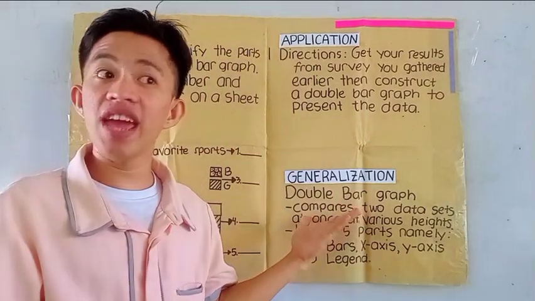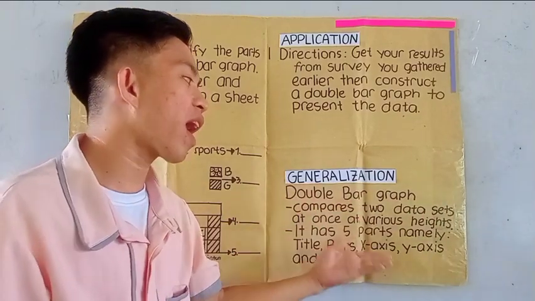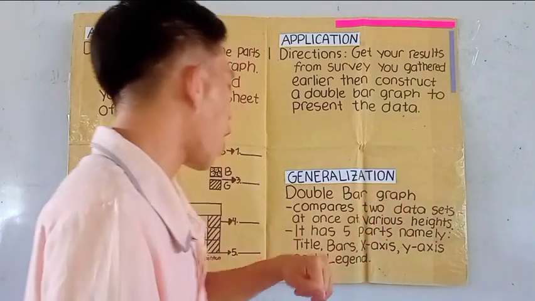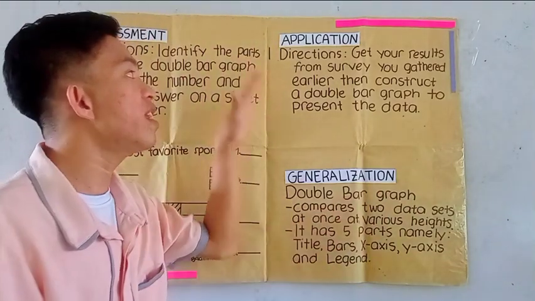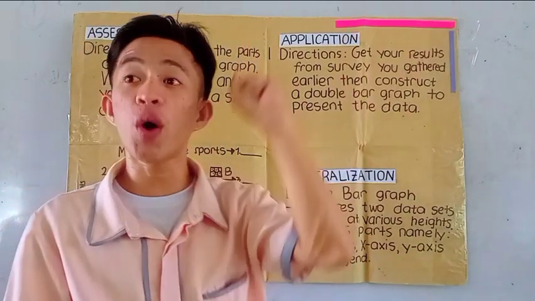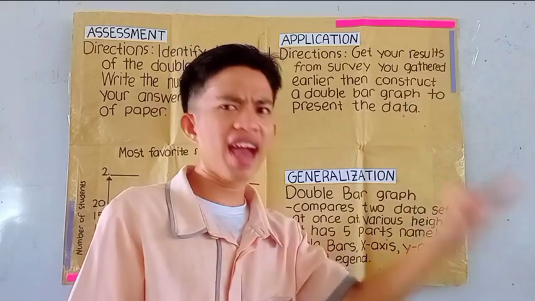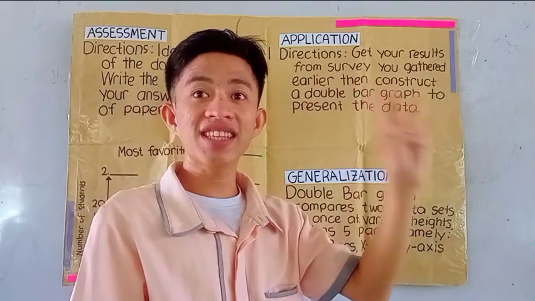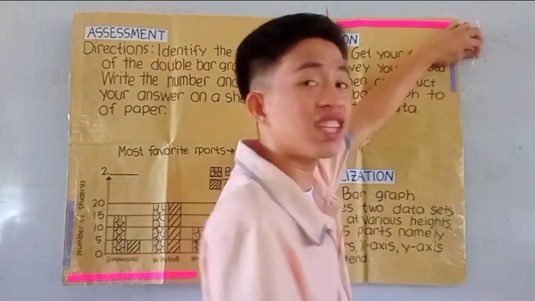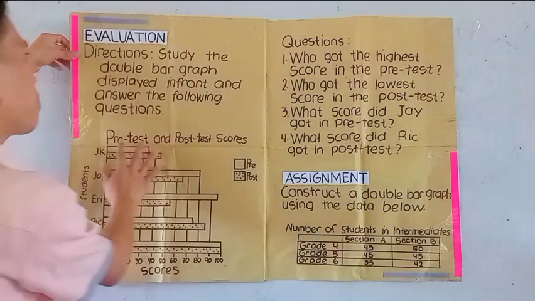Our topic for today is all about the double bar graph, and it compares two data sets at once at various heights. Now, generalization: the double bar graph has 5 parts. What are those? Title, correct. Bars, correct. Legends, correct. X-axis and Y-axis. Okay, you got it. Is there any question? Okay, I hear none. So that would be great.